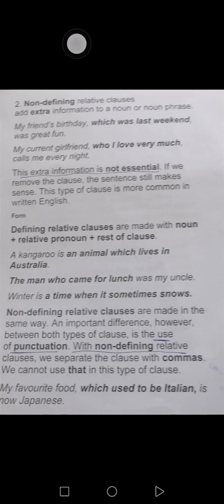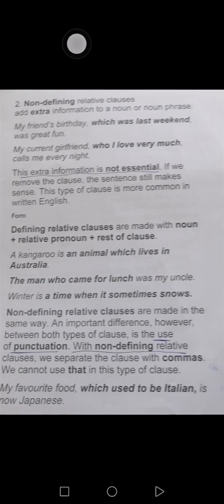This extra information is not essential. If we remove the clause, the sentence still makes sense. This type of clause is more common in written English.